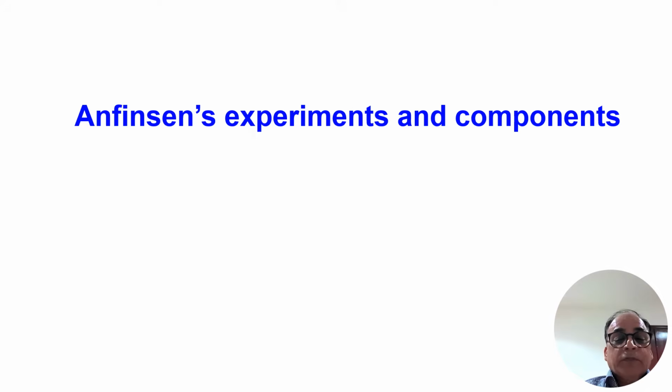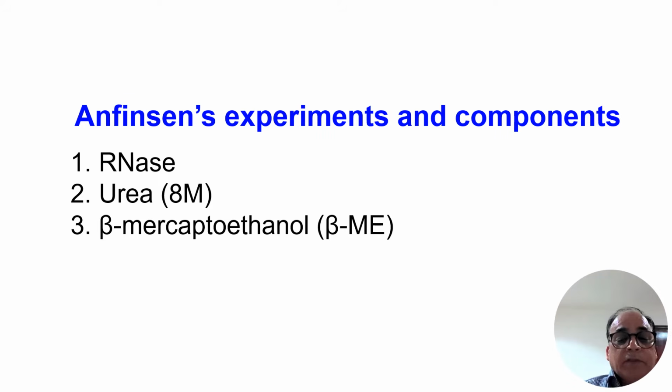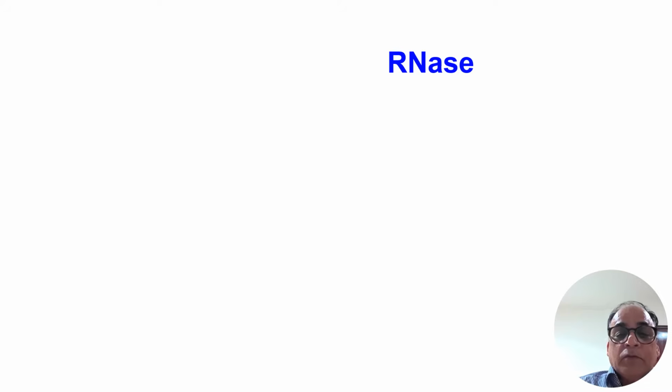So coming to Anfinsen's experiment, it is important that you understand the components he used in his experiment. They are RNase, which was used to study protein folding. Second was urea, and the third one is beta mercaptoethanol. I will go over the characteristics of these components.